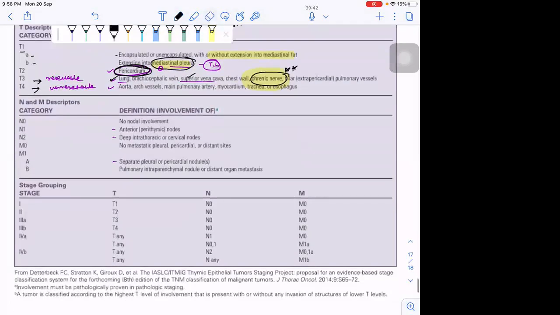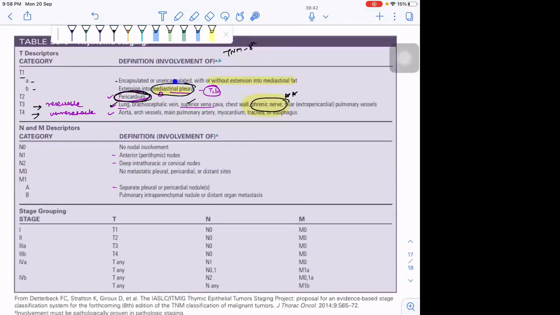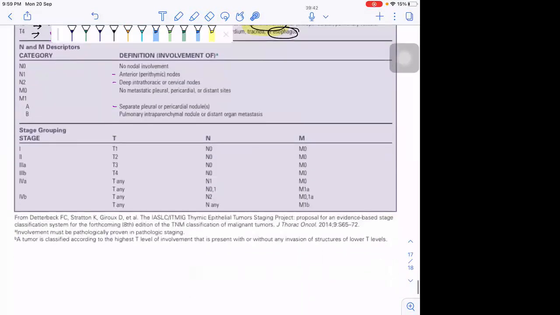Unresectable structures, especially aorta, arch vessels, main pulmonary artery, myocardium, trachea, esophagus and all, are T4. Just remember esophagus. I think esophagus we can dissect. So remember: without any extension, only encapsulated and unencapsulated is T1A, mediastinal pleura is T1B, pericardium is T2, the resectable structures are T3, and the unresectable structures are T4. Remember esophagus also.